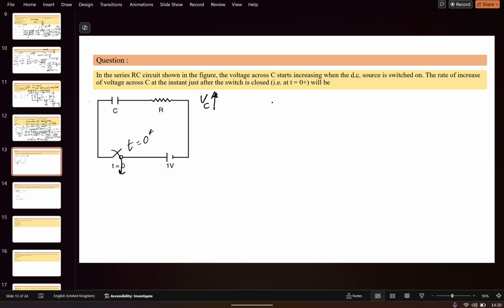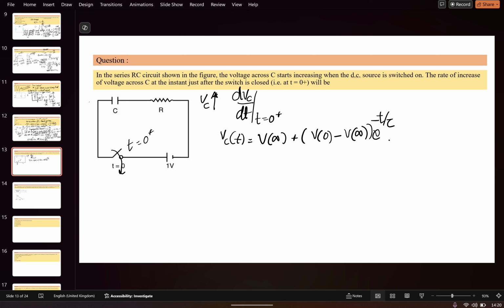VC increases. So the rate of increase of voltage at the instant just after the switch is closed means it is asking dVC by dt at t equal to 0 plus. In the previous question I told you VC(t) is equal to V infinity plus (V0 minus V infinity) e to the power minus t by tau. This is a generalized equation.